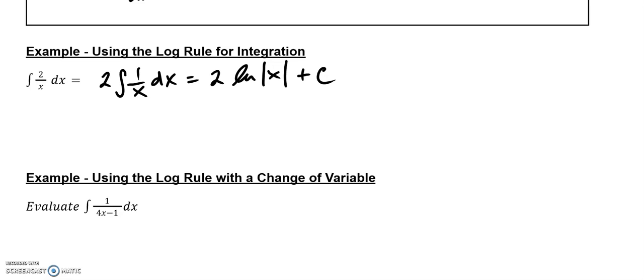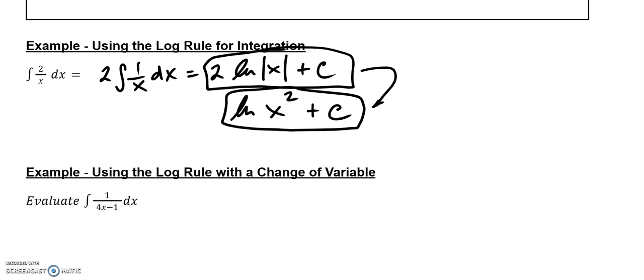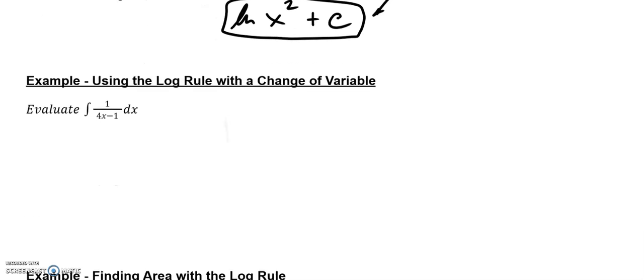Now understand with logs and natural logs that if you have 2 times the natural log, you can rewrite that as the natural log of whatever this is. In this case, it's x squared, right? So we really want to rewrite it like this versus like this up here. I think either one will be okay, but just remember the basic rules of natural logs allow you to take products and use them as exponents. Okay, let's try another one.